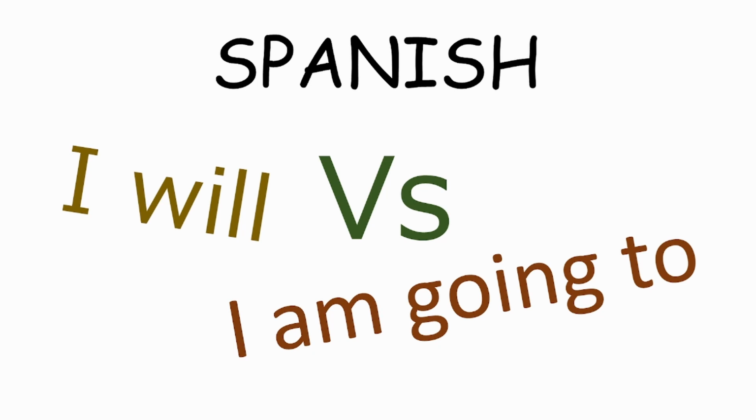So today we're going to learn future in Spanish. We're going to focus more on two types of future. One is "I will" and the other is "I'm going to," right? We use both of them. So let's see how we make this kind of sentence in Spanish.